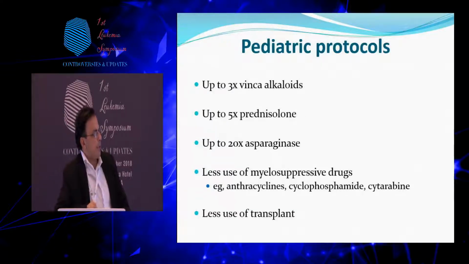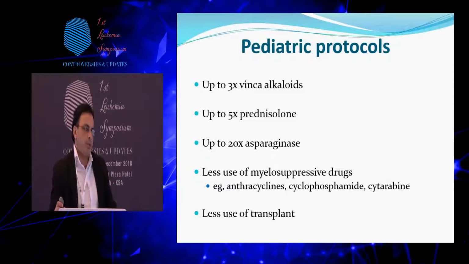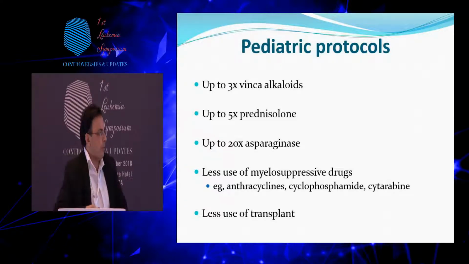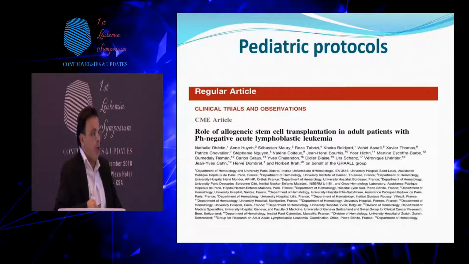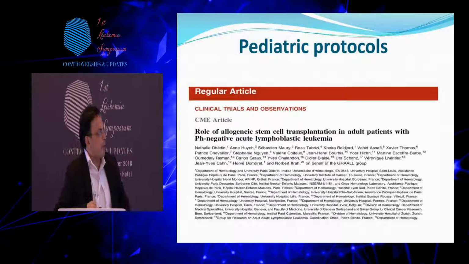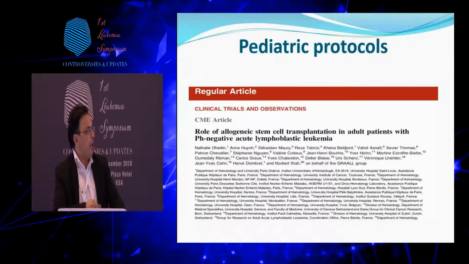So in the pediatric protocols, as you know, pediatric protocols are invading our practice now. They rely more on non-myelosuppressive drugs and less use of transplant. Several prospective and retrospective trials showed better outcome of pediatric protocol as compared to adult type therapy protocol. So what's the role of transplant on this pediatric protocol? It's not very clear. However, we have some answers from the GRAALL trials.